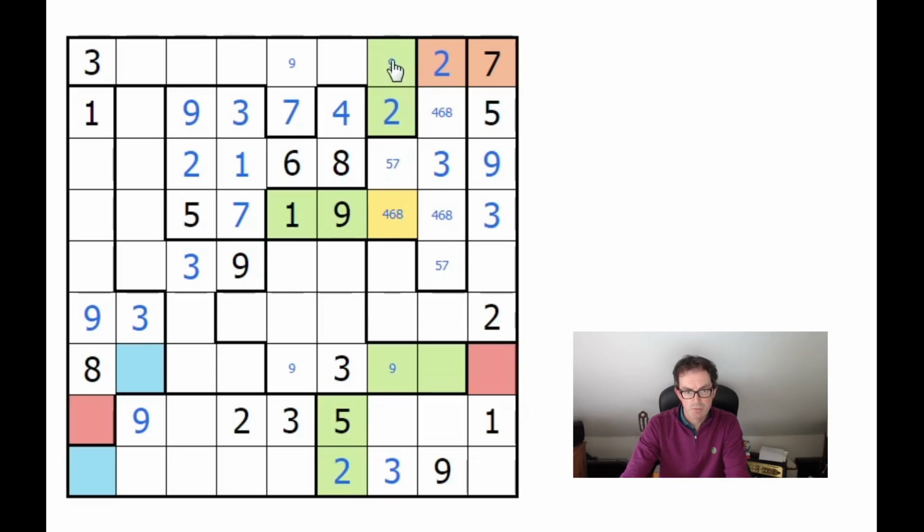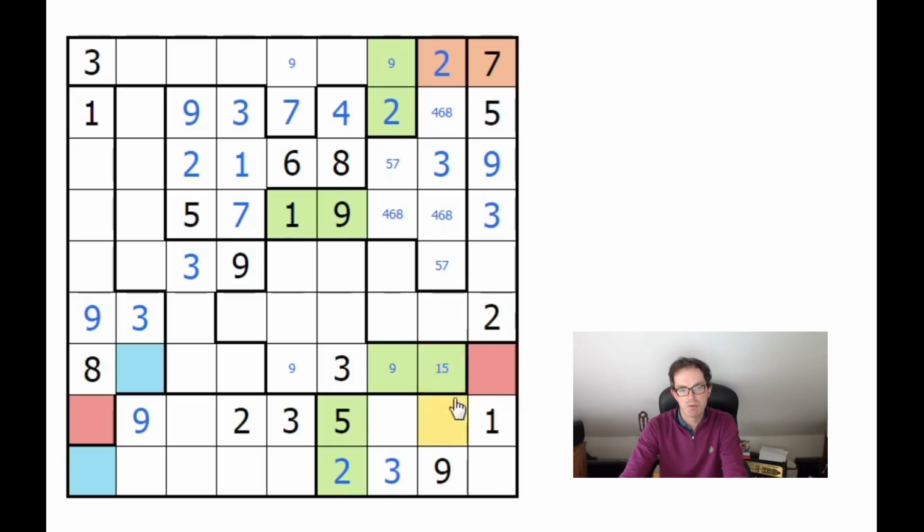And I'm just going to check the rest of this green. So this can be a 1, 5 or 9. This can be 1, 5 or 9. This one can only be 1 or 5. So is there a way of limiting this? Yes, there is. Okay, not easy to see. See if you can see how to resolve this 1, 5.